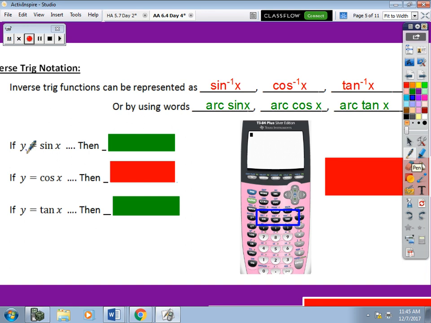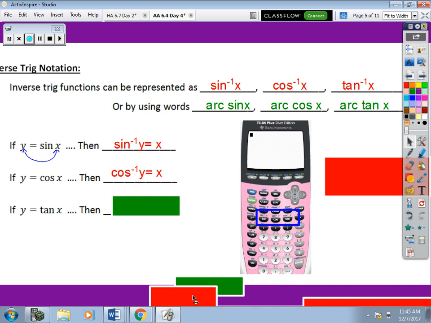So to find the inverse, if you know y equals the sine of x, you can switch the variables and then take the inverse. So this would be sine -1 of y equals x. The variables switch if you remember doing inverse functions. This would be inverse cosine of y equals x, and inverse tangent of y equals x. It'll be much easier whenever we get to the problems.